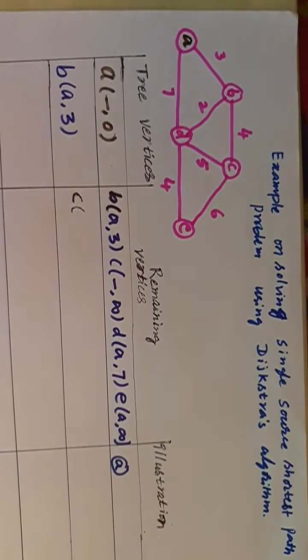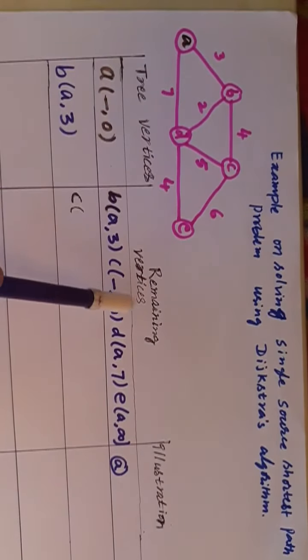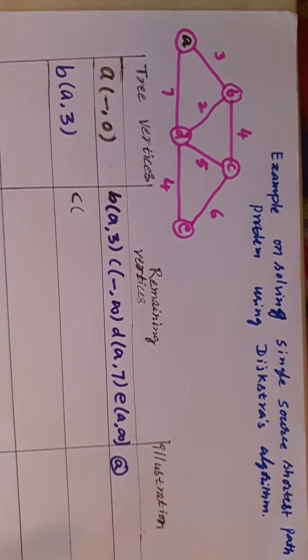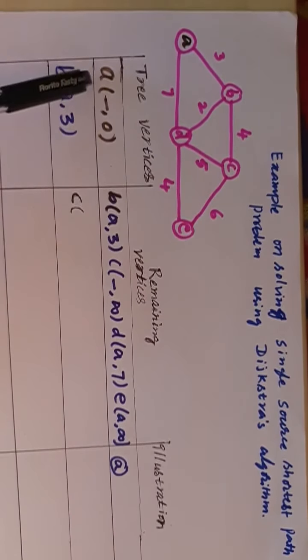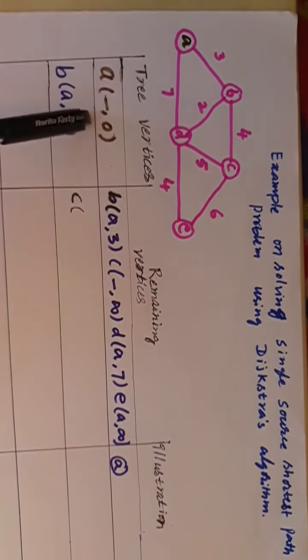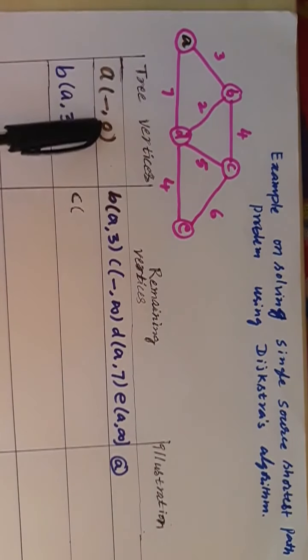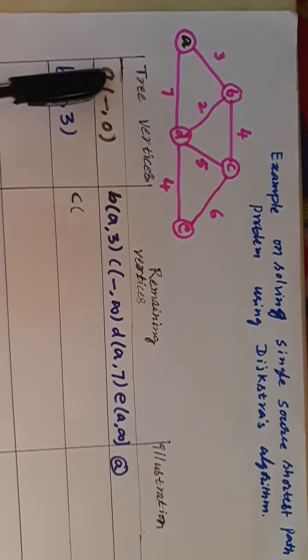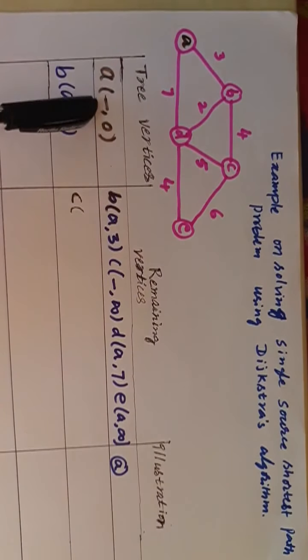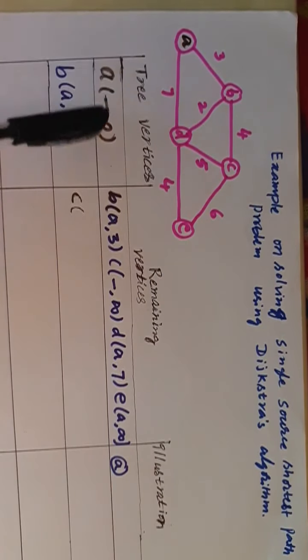To solve this problem, first you construct three columns. The first column is tree vertices, the second column is the remaining vertices, and the third column is the illustration. It is the same as Prim's algorithm. Now the source vertex is a. With each and every vertex I have written two pieces of information. The first information will tell you which vertex is nearest to the tree vertex, and the second information is about the cost.